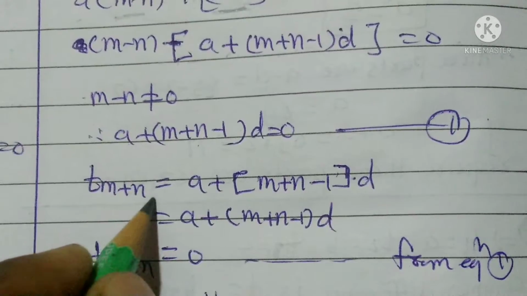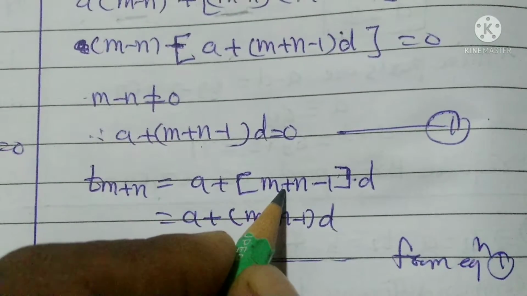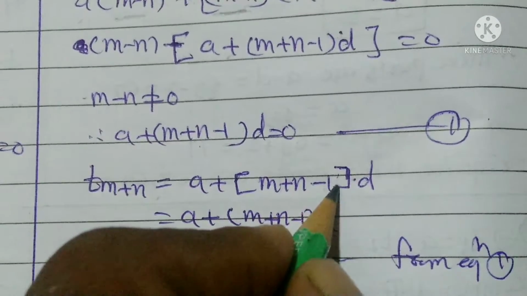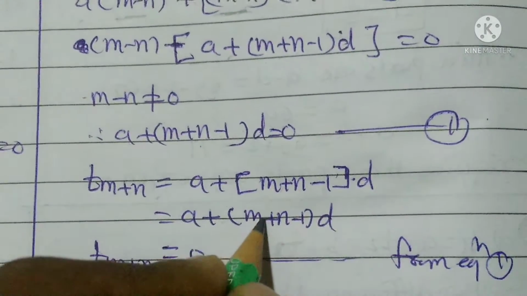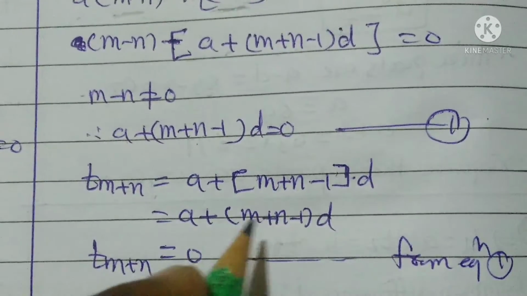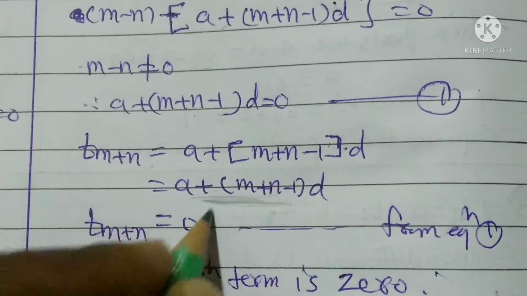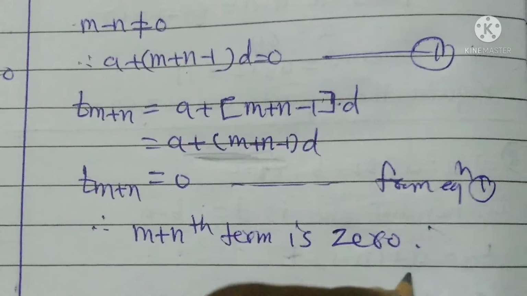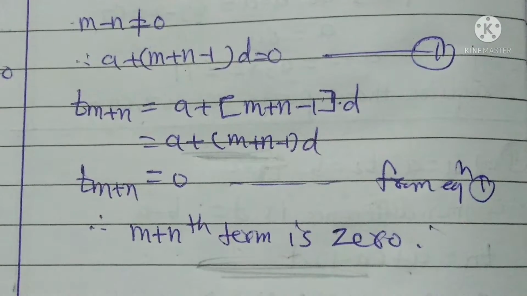So the t(m plus n) term is a plus (n is equal to m plus n, so m plus n minus 1) d. So a plus (m plus n minus 1) d, from equation 1 the value is 0. So the (m plus n)th term is 0. Proved in this way. We solved example number 13.